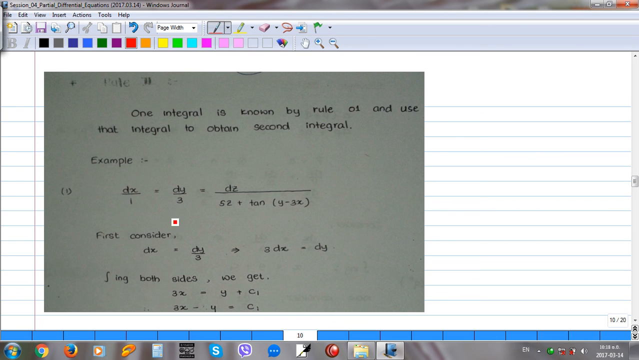First we can consider this one, dx over 1 equals dy over 3. So then you can send 3 to that side, then you can integrate both sides, then 3x equals y plus c1, where c1 is an arbitrary constant, then you can write c1 as 3x minus y.